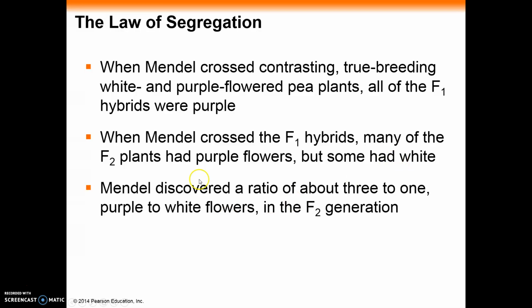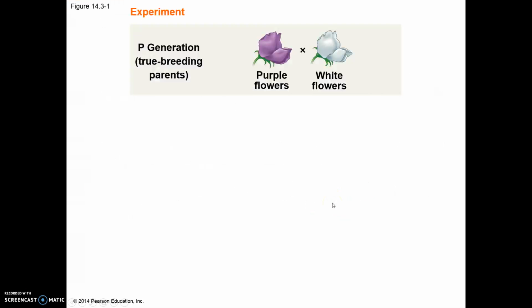He also discovered that there is a specific ratio that occurs in this F2 generation, specifically a 3-to-1 ratio. So, looking at this graphically, we have two pea plants. One has purple flowers, one has white flowers. You trim the stamens off of one so it can't self-pollinate. You then cross-pollinate with a paintbrush.